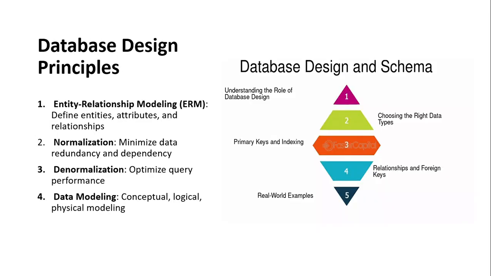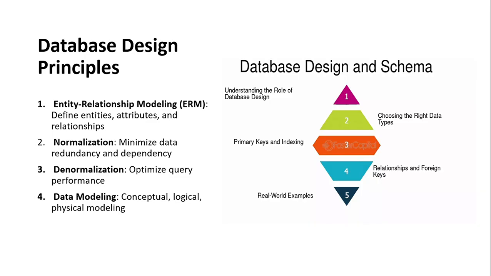Database design principles. So we have design principles we use in our database. Number one here is entity relationship modeling. It's one of the design principles we use for our database. It defines entities, attributes, and relationships between your data. Number two, we have normalization. It minimizes data redundancy and dependency. When you use this principle, make sure data is independent of itself.